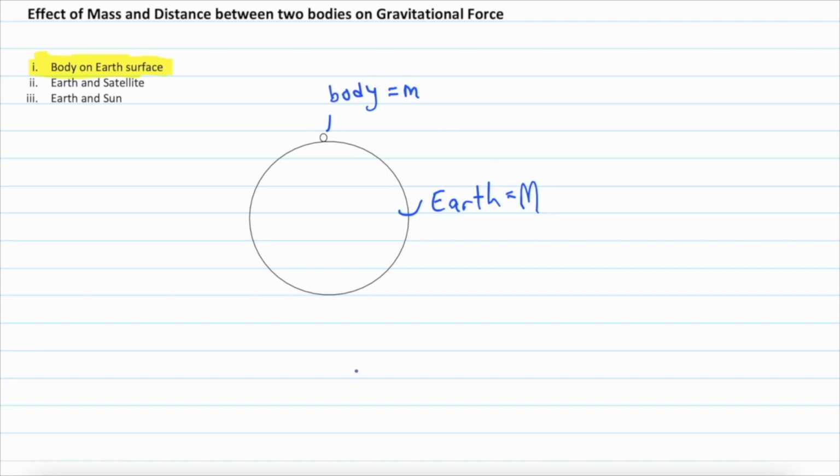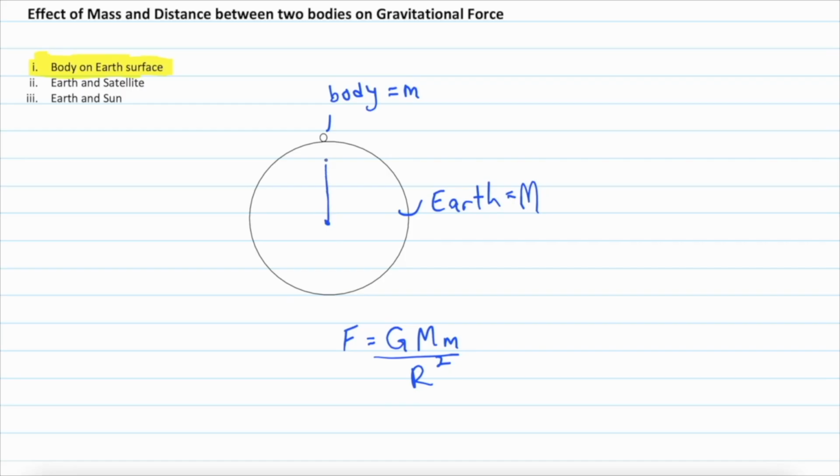In order to find the gravitational force, we go force equals the gravitational constant, big M, which is the mass of the Earth, small m, which is the mass of the body. Instead of writing m1 and m2, we just denote big M as the mass of the Earth and small m as the mass of the body, over big R square. Now what is big R square? It's just the radius of the Earth.